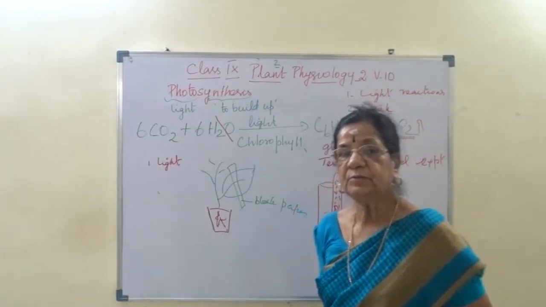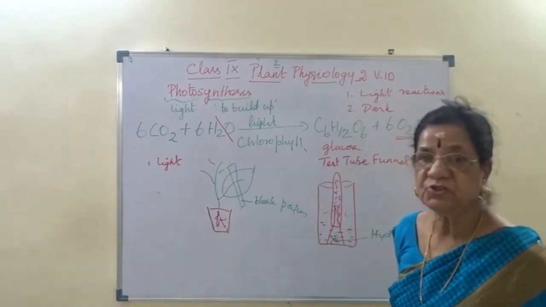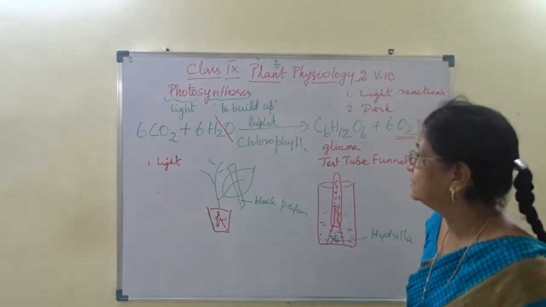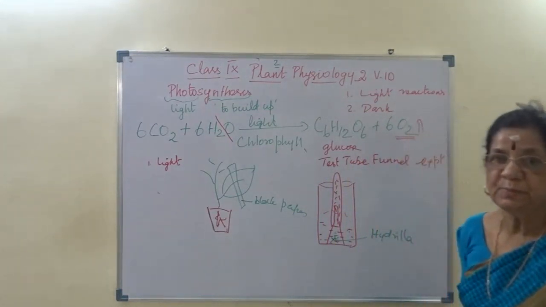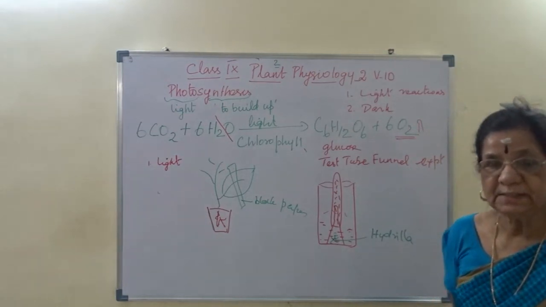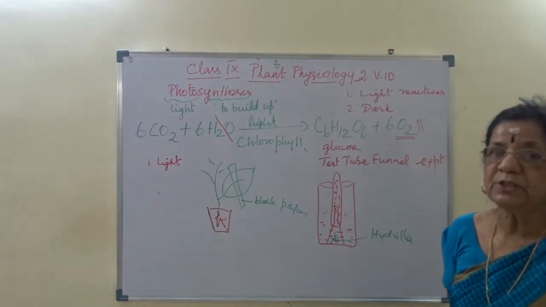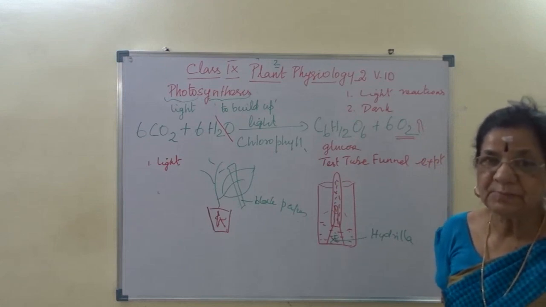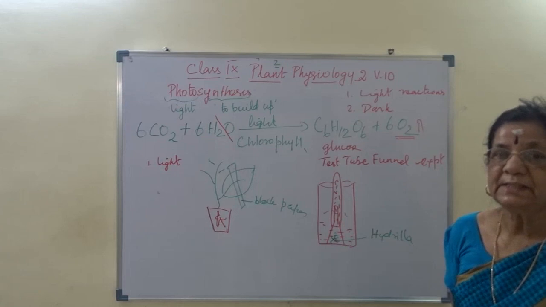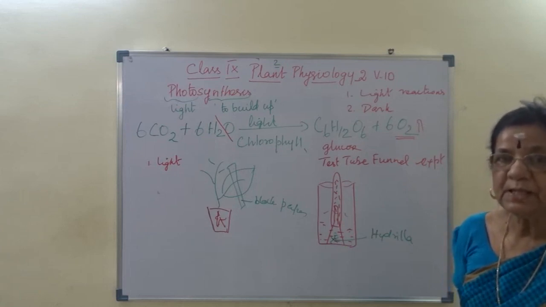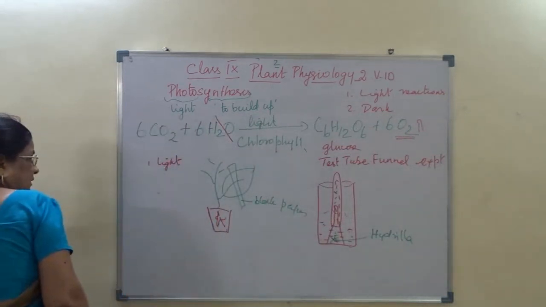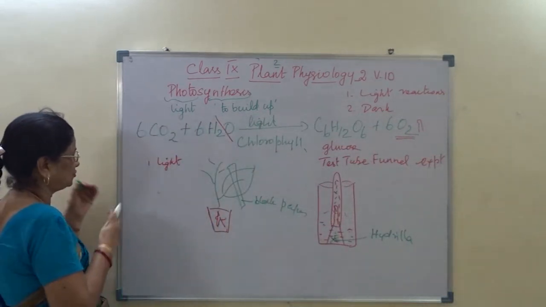Now we will continue as photosynthesis. Photo means light, synthesis means to build up. So what is to be built up? As light energy is converted into chemical energy. Now where is this photosynthesis taking place? In the green leaf. The green plants which are capable of doing photosynthesis, they are called autotrophs.